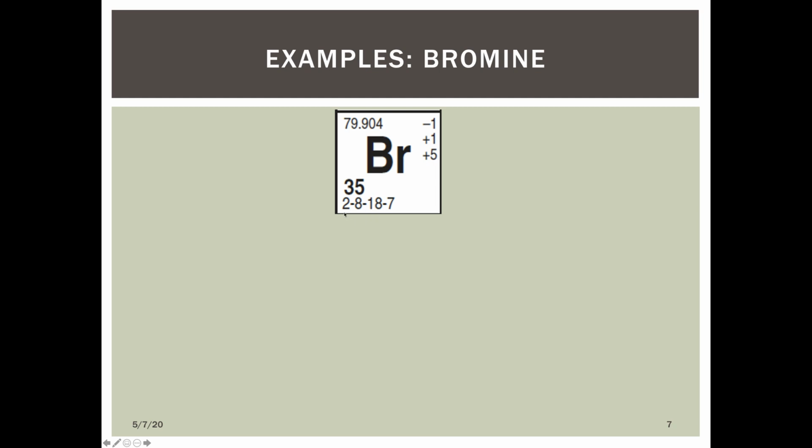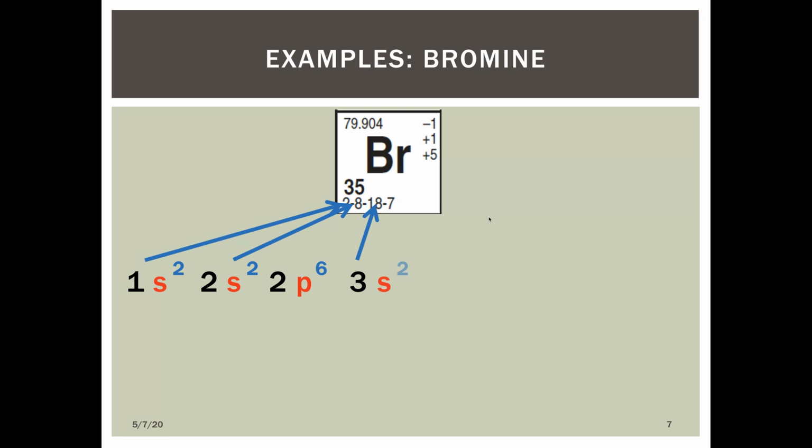S can hold up to 2. P can hold up to 6. D can hold up to 10. So we can actually fill this configuration out relatively quickly. 1s2, 2s2, 2p6. That accounts for the 8 electrons in the second energy level. The 18 in the third energy level are broken down into 3s2, 3p6, 2 plus 6 is 8. We need another 10 for the D sublevel.